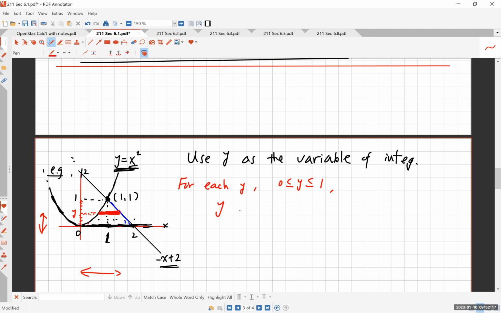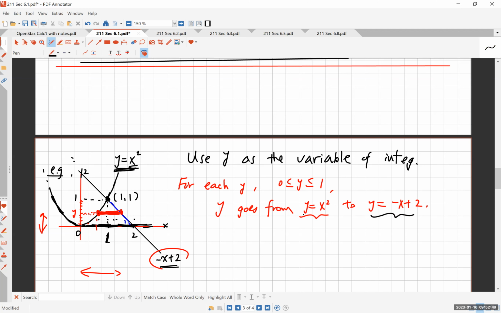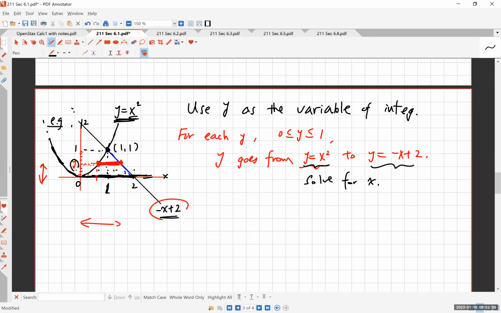So y goes from the lower end, which is right here, where y is equal to x squared. In other words, y goes from the point representing this to a point representing that. But I'm looking for the x coordinates of this point and the x coordinate of this. So what I have to do, and here's the important part, is that each of these needs to be solved for x. So x is equal to what with respect to y? Because now y is considered an independent variable.